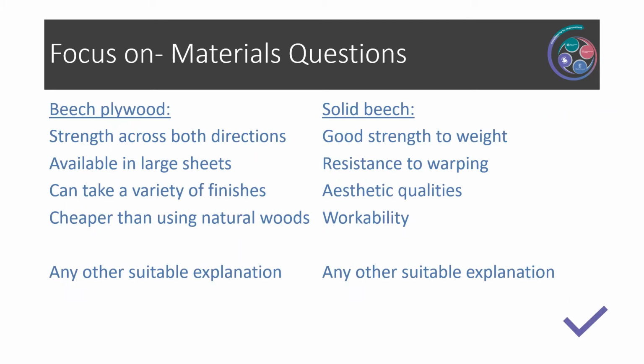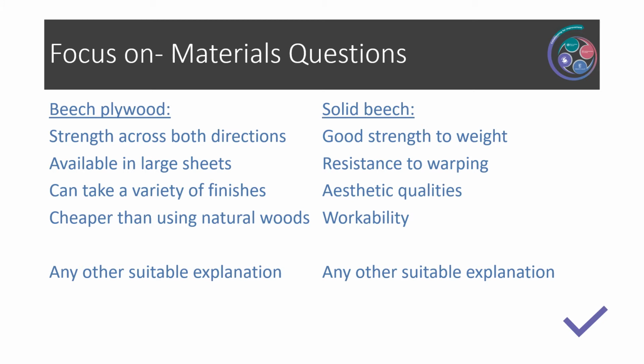Time to mark your answers. Beech plywood has good strength across both directions, which is good for the scooter because it will withstand the weight of the user. It's available in large sheets, much larger sheets than you'd get from a natural wood because of the size of a tree. It can take a variety of finishes, and it's cheaper than using a natural wood. Or any other suitable explanation.